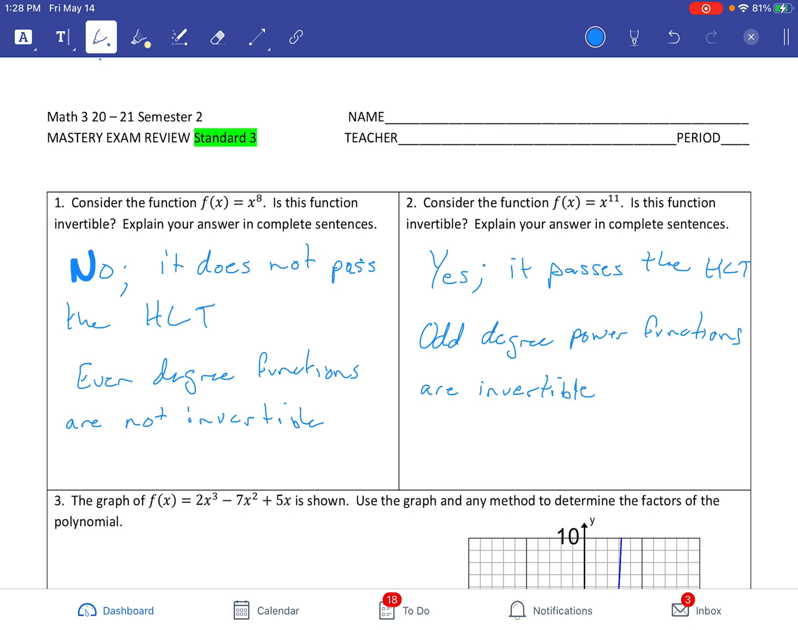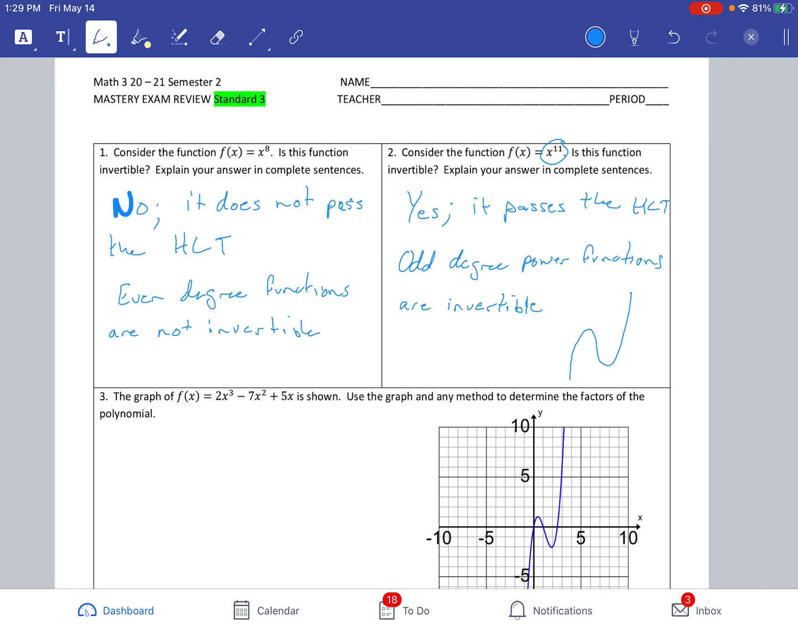Real quick clarification, what does a power function mean? It means there's a variable raised to an odd degree. That's it. There's nothing else on it. The reason I had to put power function in there is because this graph here is an odd degree function, but it is not invertible because it does not pass the horizontal line test. The only way you can say that is because it's a power function. So that's why the odd degree works.